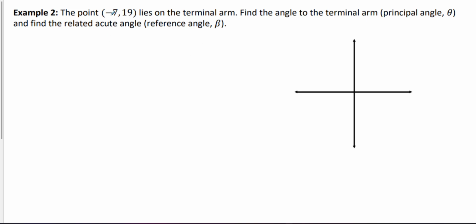All right, example 2 says this point lies on the terminal arm. Find the angle to the terminal arm, principal angle, and find the related acute angle. So the way we do this is first we draw our point. We know that this is x and this is y. So that means that x is -7 and y is positive 19. So x being -7 is here. Let's say this is -7. And let's say this is 19. So the point is somewhere here. So our terminal arm looks something like that.